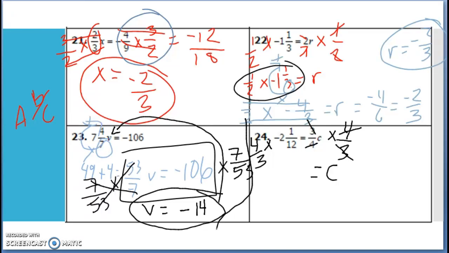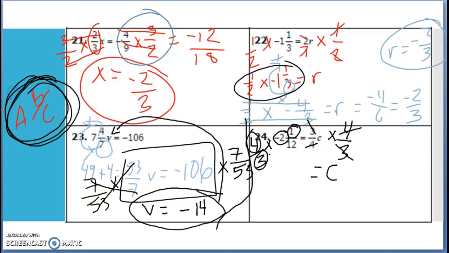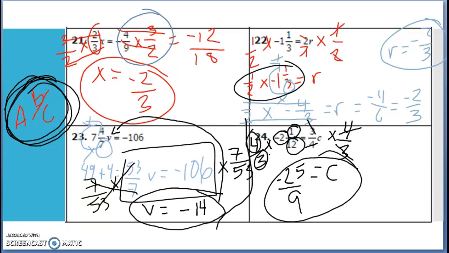Again, calculator. Use that 4 fraction button 3. So that took care of that. Times negative 2 fraction button 1 fraction button 12. And once you type that in, hit equals, and you should get negative 25/9. C equals negative 25/9.